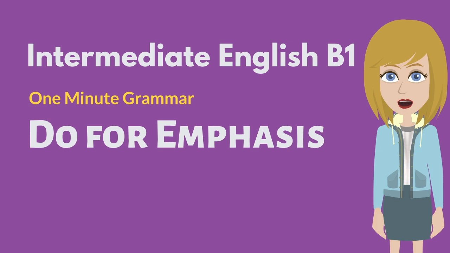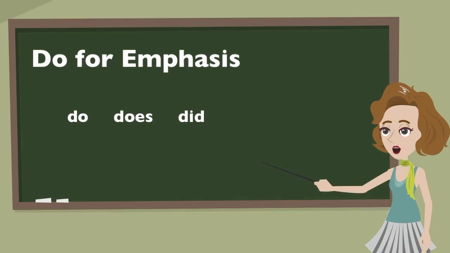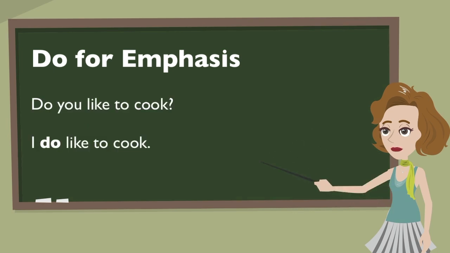Now let's review the grammar. Watch this short 1-minute tutorial explaining how to use do for emphasis in English. Do for emphasis. In English, the words do, does, and did can add emphasis to a verb. We often use do for emphasis after a question. For example, do you like to cook? I do like to cook.